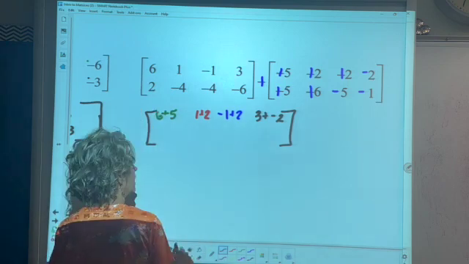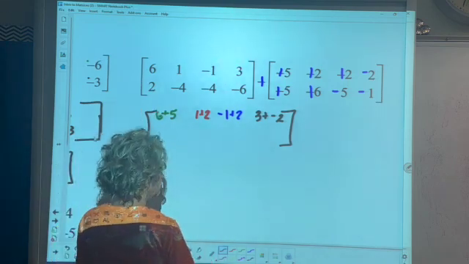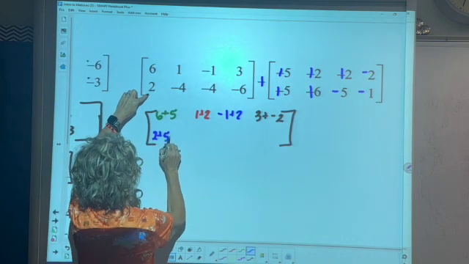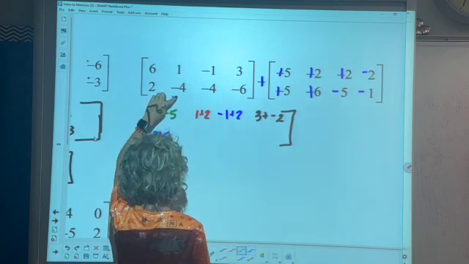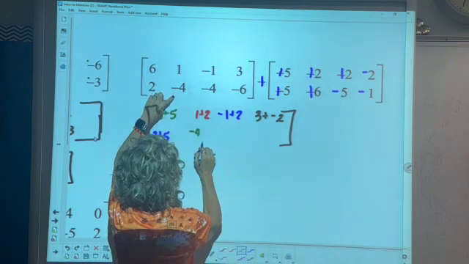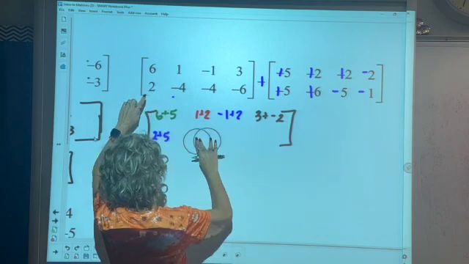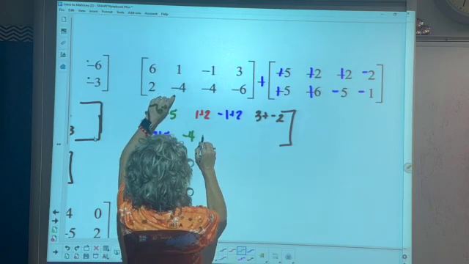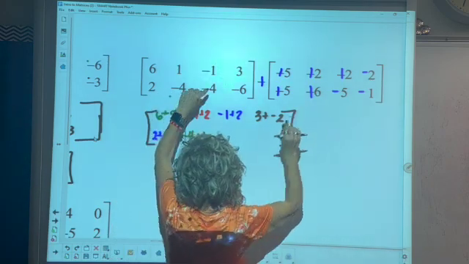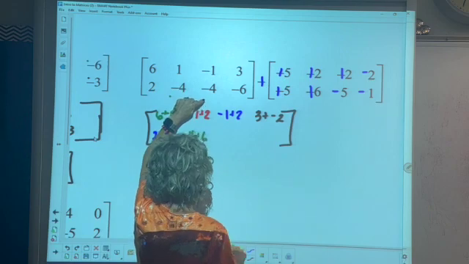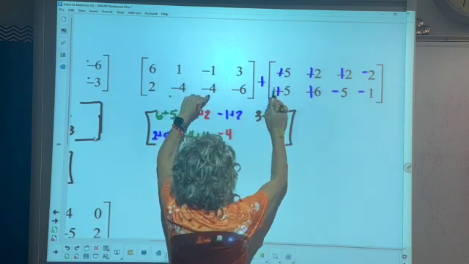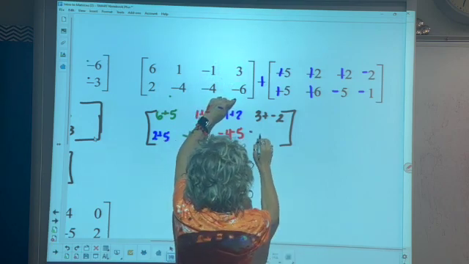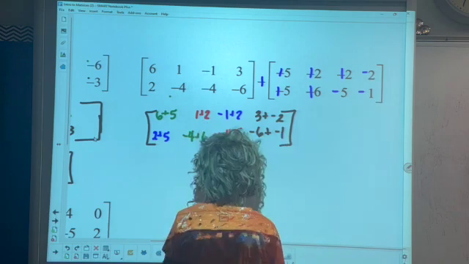I'm going to do the same thing on the bottom row. I'm going to color code these again. I'm going to take 2 plus 5, 2 plus 5 here. I've got a negative 4 plus, and let's make that look like a negative 4. Negative 4, there we go, plus 6 right here. And then I have another negative 4, and I'm going to subtract 5. And then last but not least, I've got a negative 6 plus a negative 1.